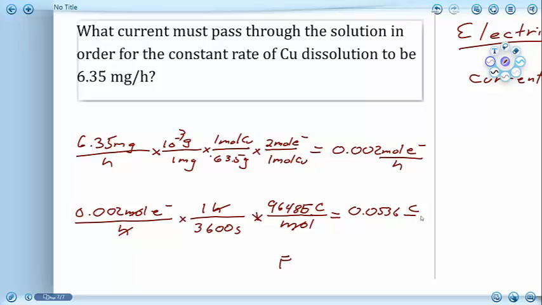We crunch this number, we get 0.0536 coulombs per second, and that's the same thing as saying 53.6 milliamps. 53.6 milliamps of current would be passing. So when 53.6 milliamps of current are passing under these conditions, we are losing copper at a rate of 6.35 milligrams per hour.